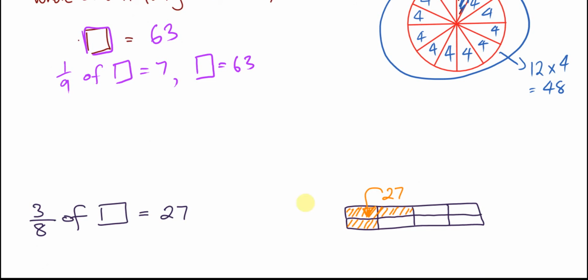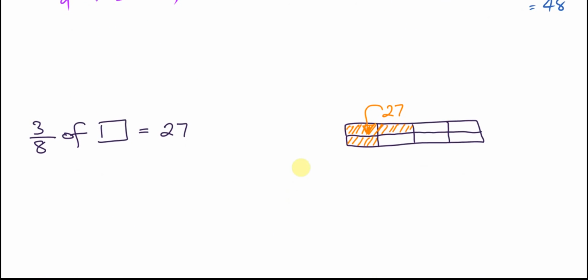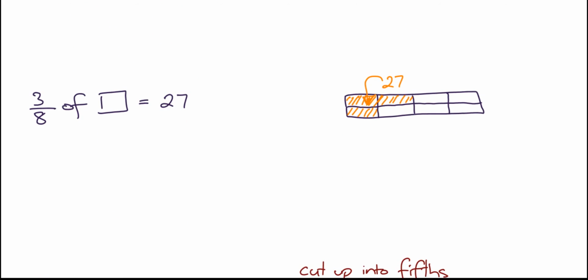Okay, let's see if we've got a couple more examples here. 3/8 of something is equal to 27. Okay, so here is my original amount here. And what I want to do is split it up into eighths. So here we go. So each smaller section is an eighth. But what the question tells us is that 3/8 is equal to 27.